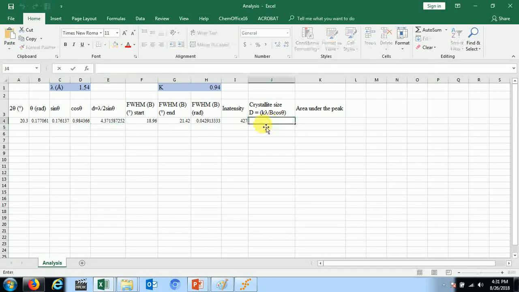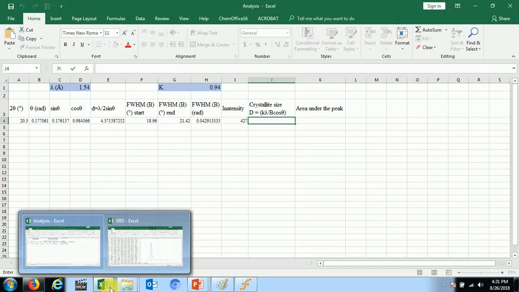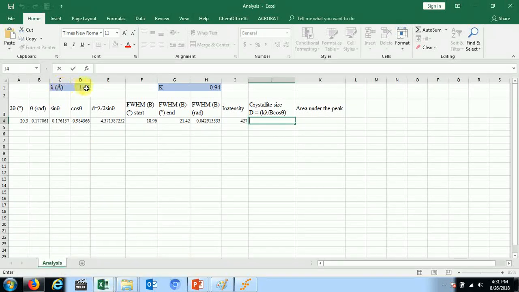What will be the crystallite size? Remember, lambda is 1.54 angstrom for copper K alpha, because for this sample we have used copper target, we have to use lambda equals 1.54 angstrom. For these polymeric materials, K is generally considered as around 0.9, 0.94. So for this case, I have considered 0.94. If it varies, we can use any other value.